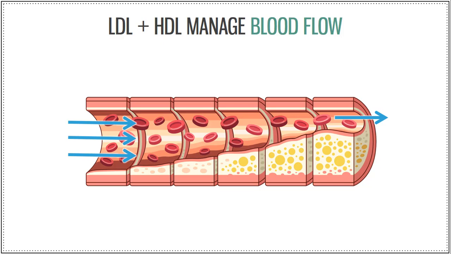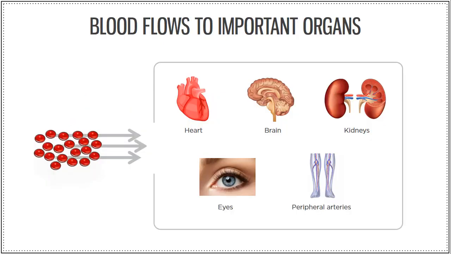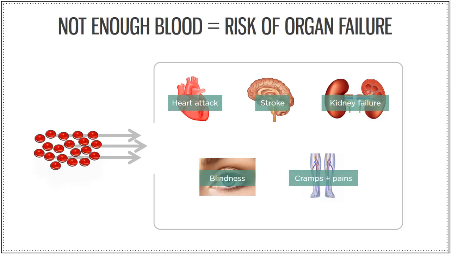And where exactly is all this blood heading? Well, it's going to our major organs. We've got our heart, our brain, our kidneys, our eyes, and our peripheral muscles, just to name a few. All of these important organs need blood, and as our arteries get blocked up, the organs become starved for blood and don't get the oxygen and nutrients they need to stay healthy. This can lead to bad things happening, like heart attacks and stroke, kidney damage, blindness, and muscle cramps and pains.